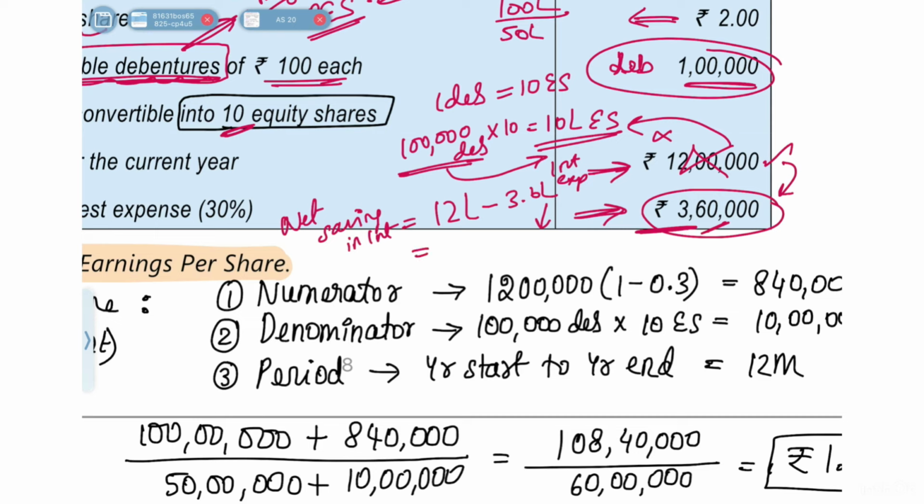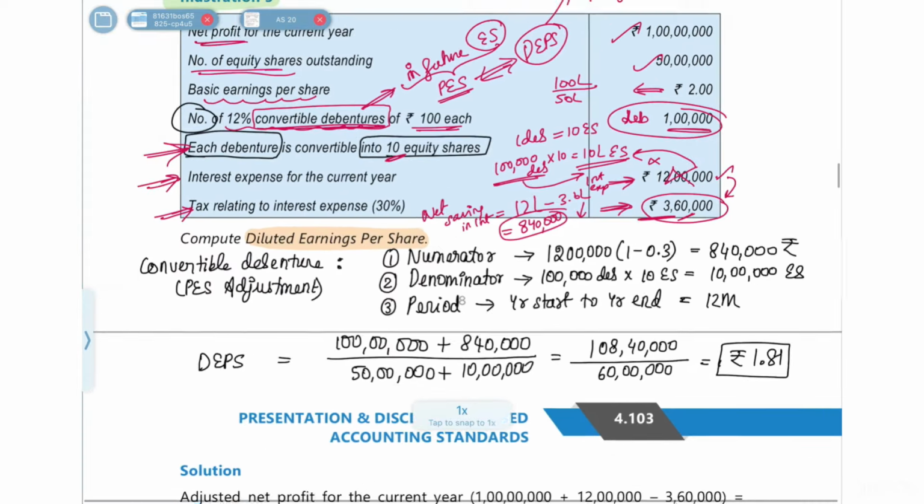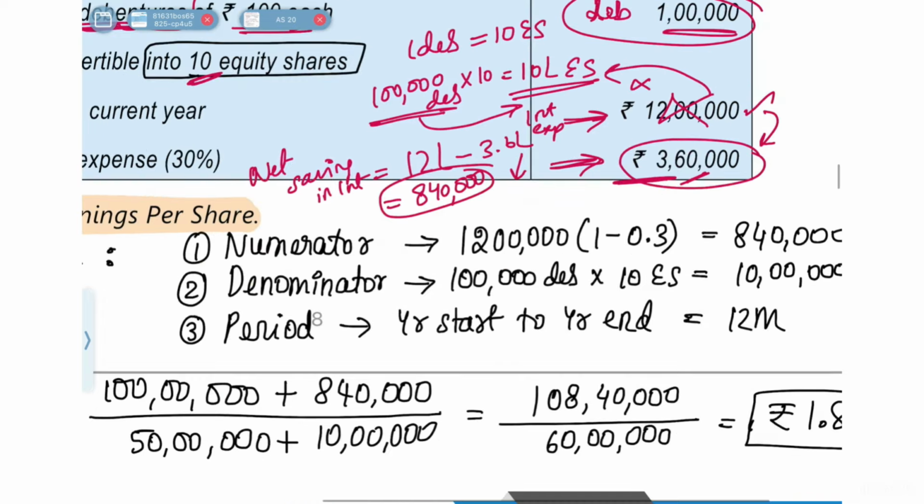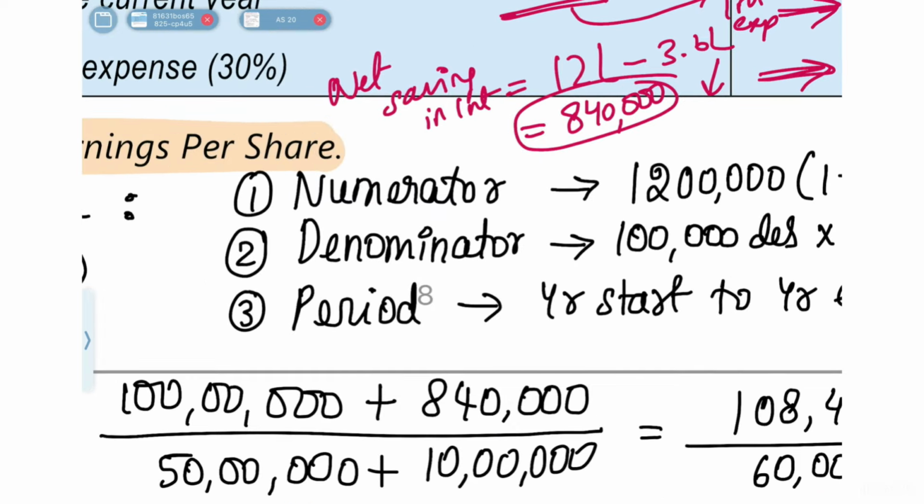So net in the future, 8,40,000 worth of savings you will be doing. Okay, I hope you understood this. So now let's do the diluted earning per share calculation. First, I told you, you have to find out 3 things: numerator, denominator, and then the time adjustment.